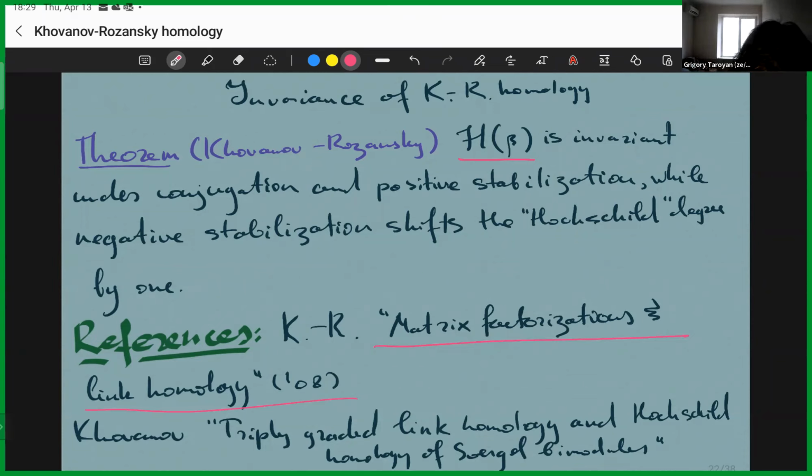So basically that was the construction. We obtained a link invariant, at least in some sense.